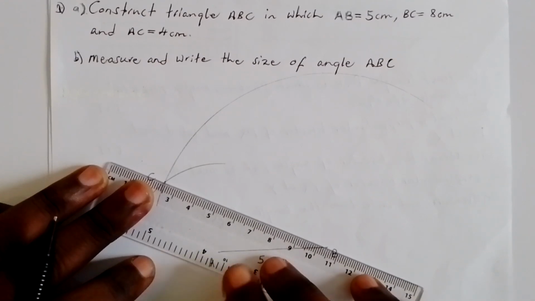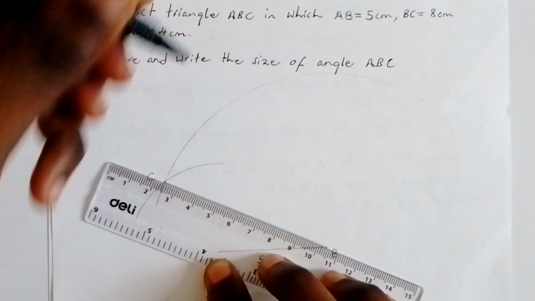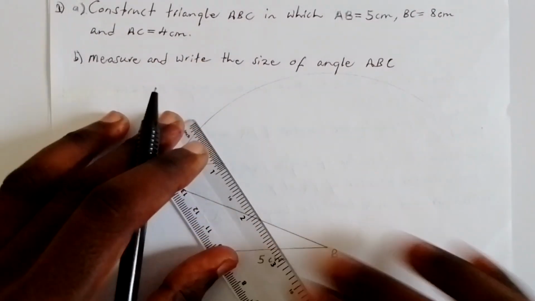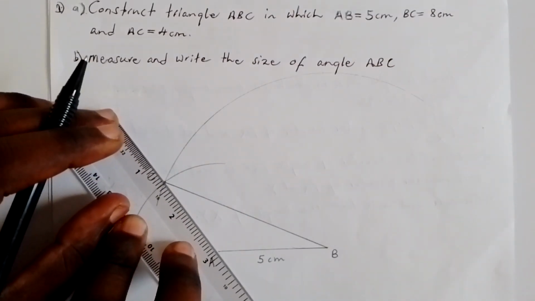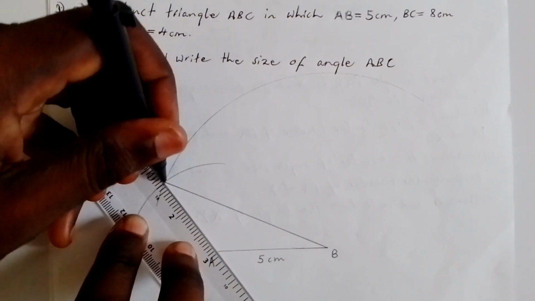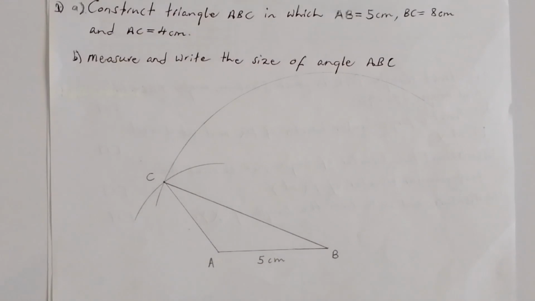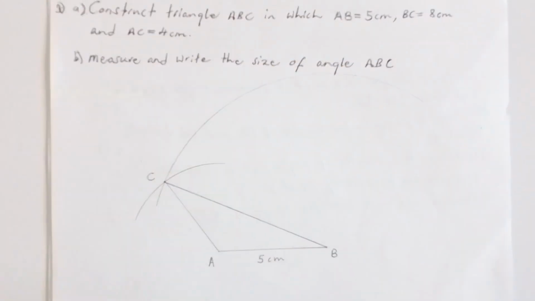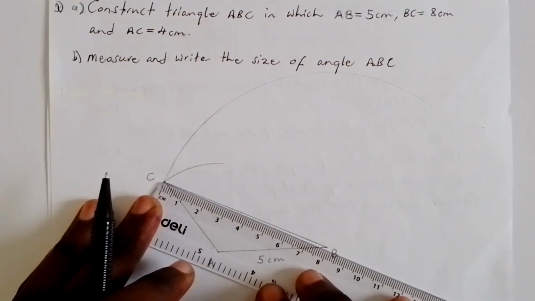So I'm going to draw a straight line. Okay, like that. I draw another one like that. By so doing, I've completed constructing the triangle I was told to construct, triangle ABC, where AB is 5 centimeters as you can see, then BC is 8 centimeters, and when we measure from here, you will confirm and prove with me that this is exactly 8 centimeters.